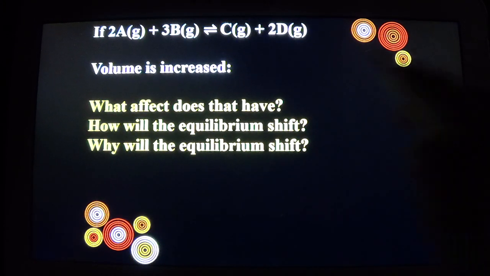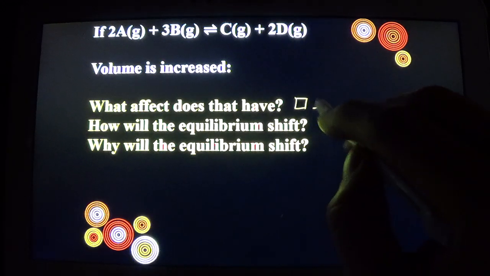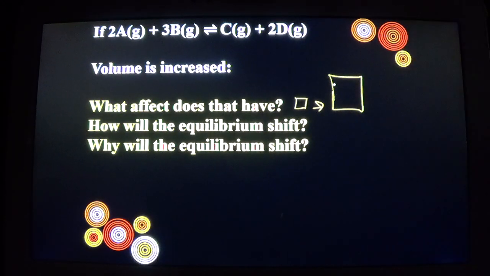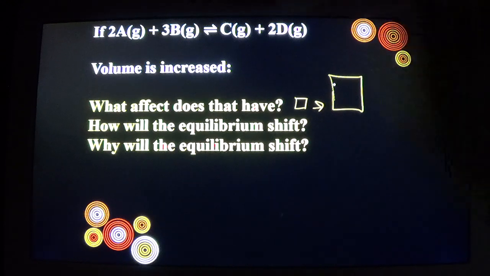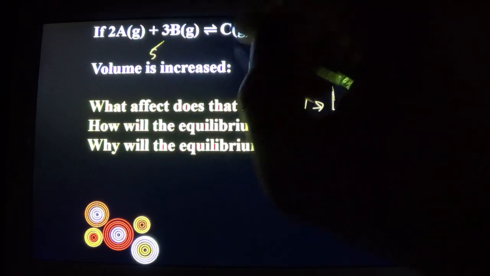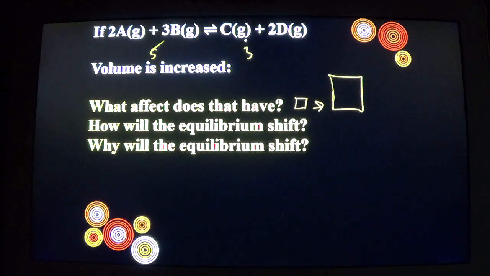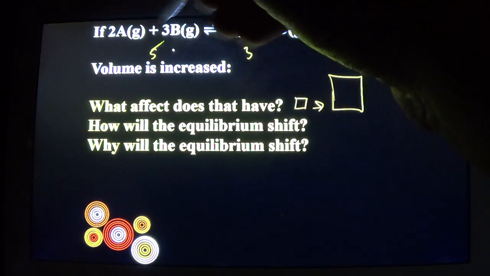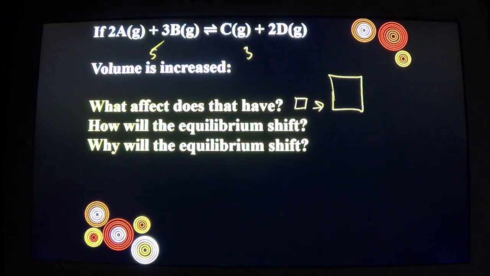Okay. Volume increased. Well, if we haven't already had this mental picture, we definitely have it now. And we still have 5 moles of gas on this side and 3 moles of gas on this side. Now let me ask, what if I had 5 moles of gas and 1 mole of solid on this side? I would totally ignore the solid or the liquid. When it comes to pressure and volume, you only look at gases. Did you catch that? For pressure and volume, you're only looking at gases.